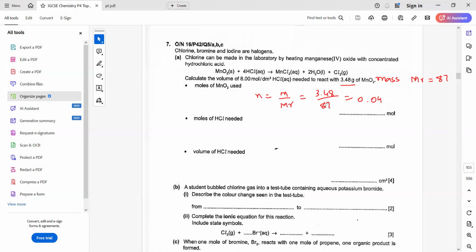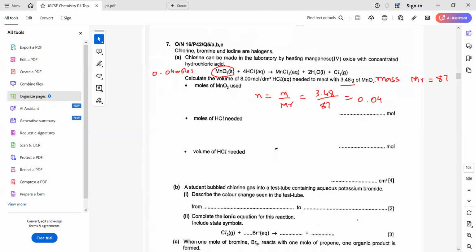Do you guys get this part? Now, this is basically moles of MnO2. We have just figured this out. That is 0.04 moles, right? Is that correct?